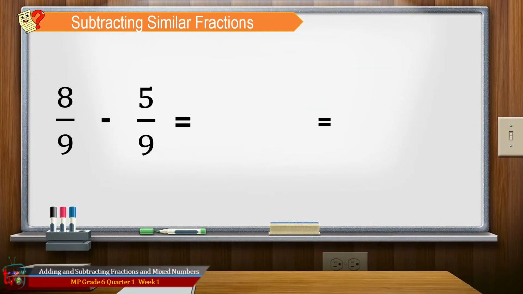Subtracting similar fractions. In this, the process is the same with addition. All you have to do is to subtract the numerator, then copy your denominator. In this case, 8 minus 5 is 3. Then copy the denominator 9. Then reduce your answer to lowest term if necessary.